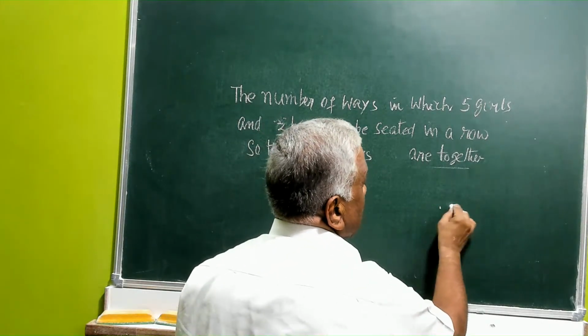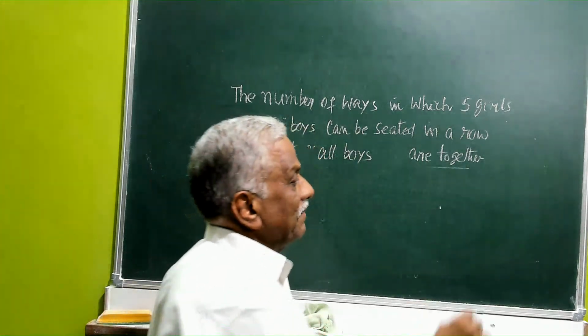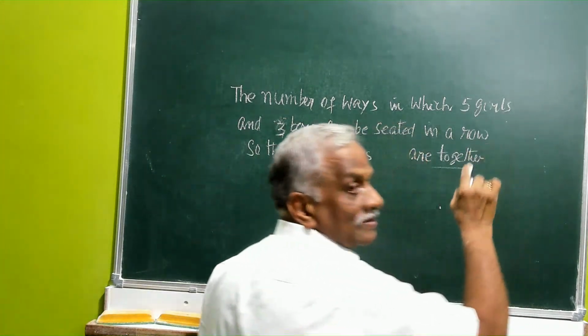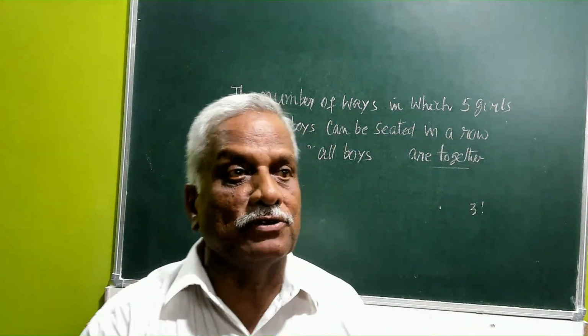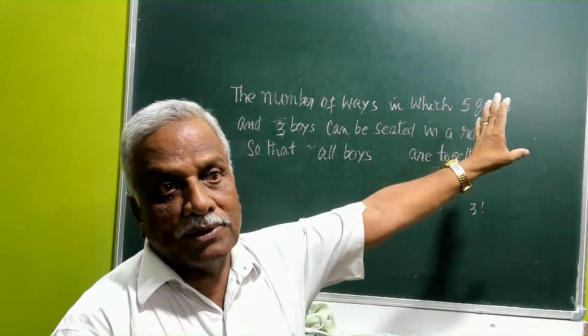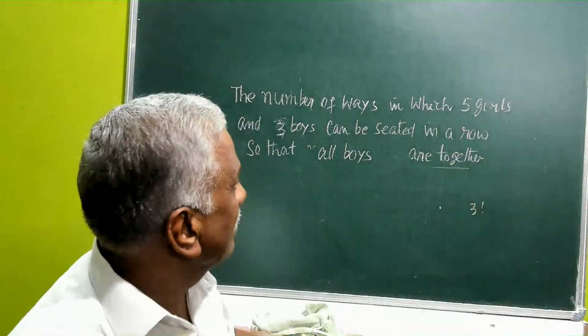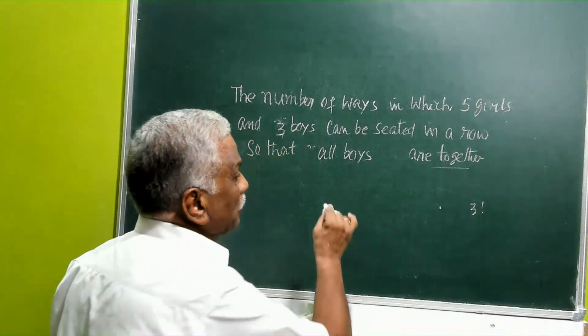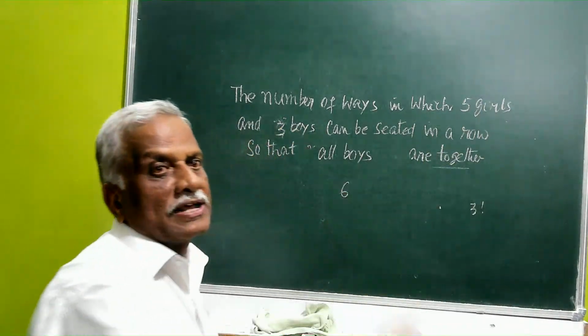So they can arrange themselves in how many ways? 3 factorial ways. 3 boys can arrange themselves in 3 factorial ways. Only thing is you have to show them the place. So how many girls are there? 5 girls. And these 3 boys can be taken as one unit. Totally 6 persons will be arranged.